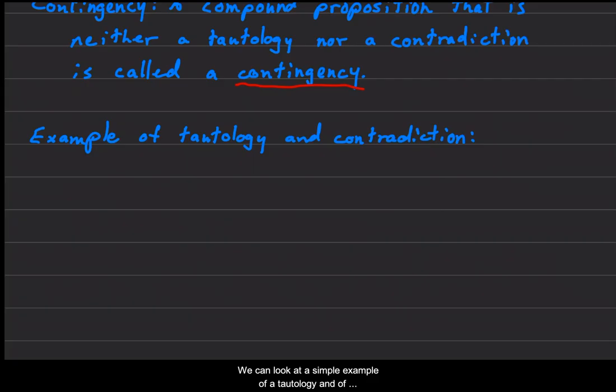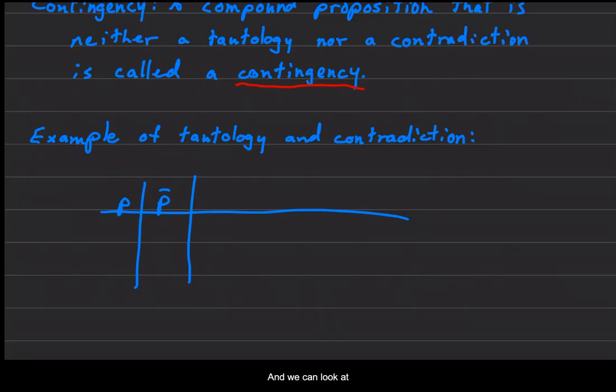We can look at a simple example of a tautology and of a contradiction and put those into a truth table. So let's start with P and not P as our two propositions. And we can look at P or not P. And then last we'll look at P and not P. So we'll fill out the truth table, true, false as our potential values for P. Then the negation of that is false and true.